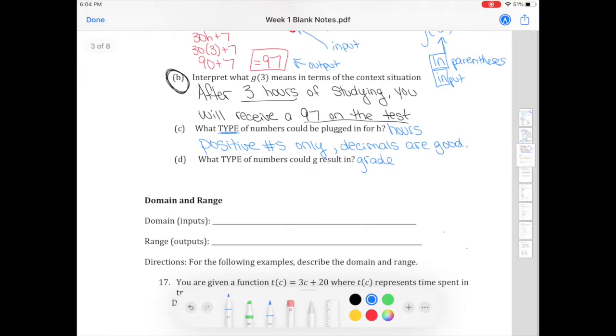So think about part D also now. What type of numbers could G result in? G represents grade. Can you have negative grade? Hopefully not. But no, that's a no. You can't have negative numbers represent your grade. You can have decimals. Those are possible. It's literally the same answer. So positive numbers only because you can't have negatives. Decimals are good. They're allowed. They aren't needed, but they can happen.